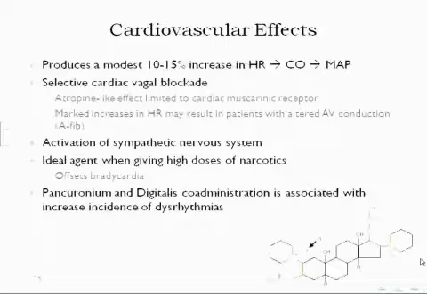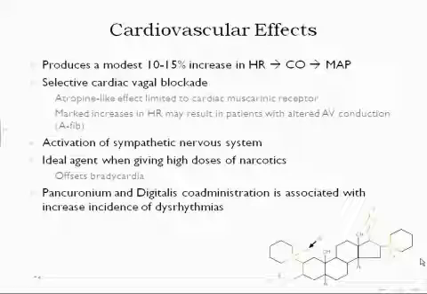Cardiovascular effects are very profound with Pavilon. It increases heart rate by 10 to 15%, and as a consequence you get an increase in cardiac output and an increase in mean arterial pressure. The selective cardiac vagal blockade is an atropine-like effect limited to cardiac muscarinic receptors. It causes a marked increase in heart rate, which may result in altered AV conduction in some patients, including acceleration into AFib, which is a concern. So this is another agent that you may not want to consider giving to somebody who's already in AFib or has a history of SVT in the past.